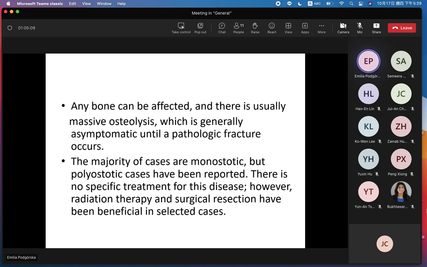Any bone can be affected, and there is usually massive osteolysis, which is generally asymptomatic until a pathologic fracture occurs. The majority of cases are monostotic, but polyostotic cases have been reported. There is no specific treatment for this disease. However, radiation therapy and surgical resection have been beneficial in selected cases.